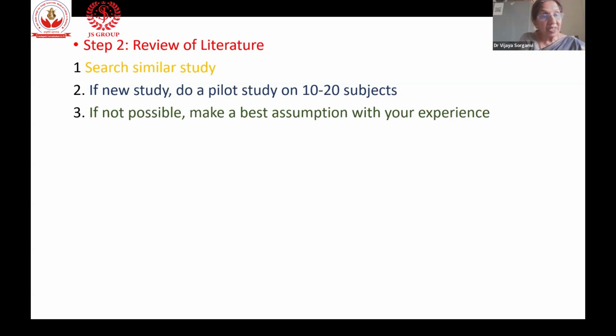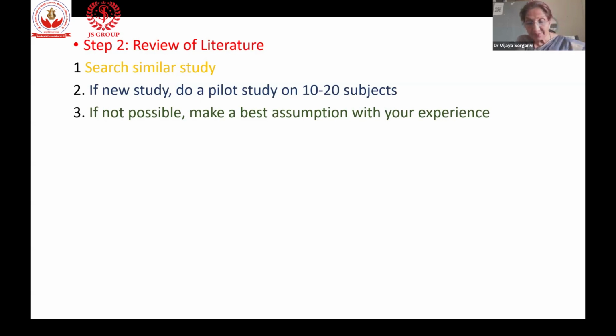Sometimes it is also not possible, for example a rare disease where one case per month is coming. Now we are submitting our proposal to the university, or sometimes we are applying for grants. Time is not there to submit, a short period is there, or for an ICMR funded project. If there is no time and it is not possible to do a pilot survey, then we can assume the parameter from our experience, from the previous year, how many cases have visited. So based on assumption and our experience, we calculate the sample size.